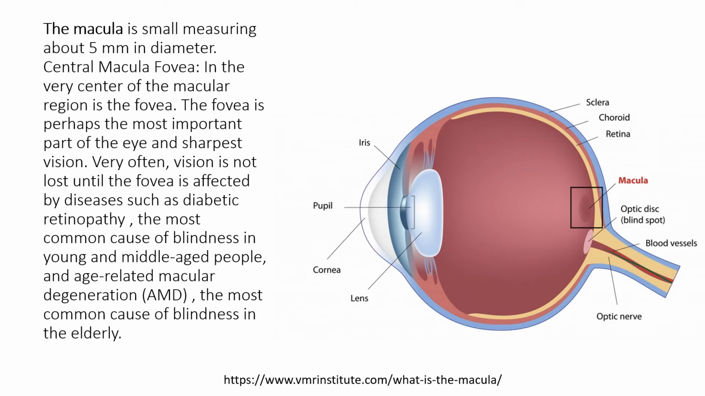And you might have heard of macular degeneration, and you'll probably be studying that in your function class as well. So it happens, it's the most common cause of blindness in young and middle-aged people. So age-related macular degeneration, most common cause of blindness in the elderly.